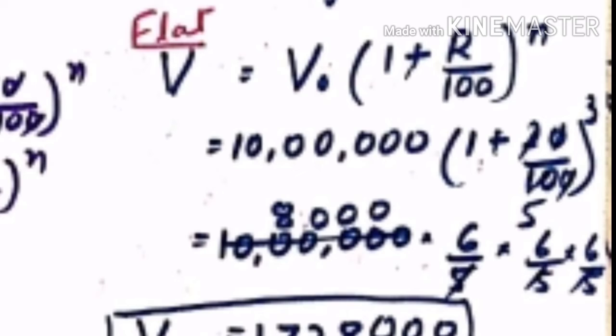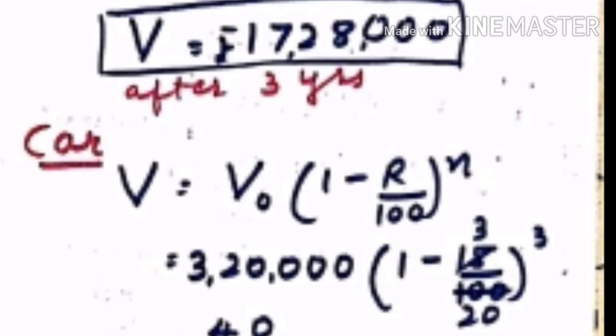So now the 0s cancel, and 2 5s are 10. In the bracket, 5 plus 1 is 6 by 5. Now that is cubed, so we write 6 by 5, 6 by 5, 6 by 5, 3 times, and the 5s, 3 times, get cancelled with 8,000 in the numerator. You can see, because 3 times 5 is 125, and the 10 lakh cancelled. Okay, so after calculation we get our value of the flat after 3 years is 17 lakh 28,000.